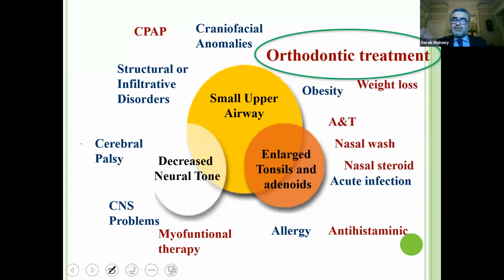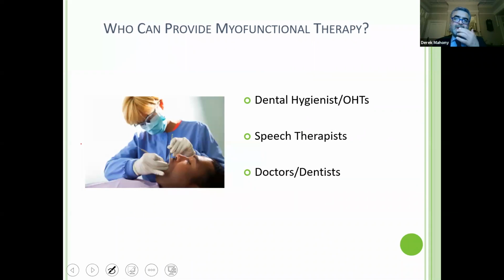So I won't talk too much about orthodontic treatment, because if this was a lecture to dentists or to oral health therapists, I'd be talking more about that. But this is a lecture more designed for speech pathologists, so I will mention it so you understand the terms.